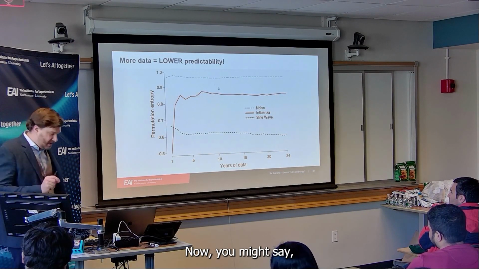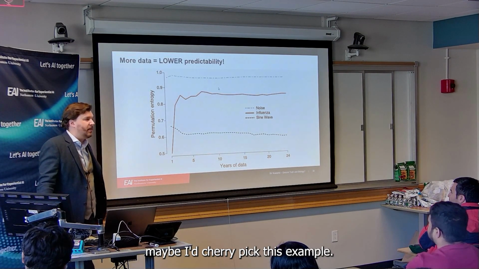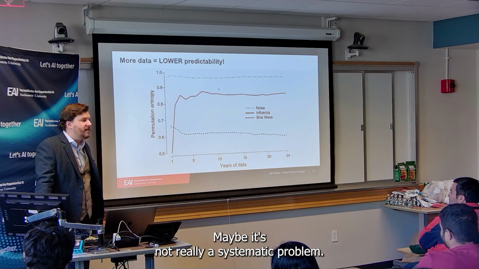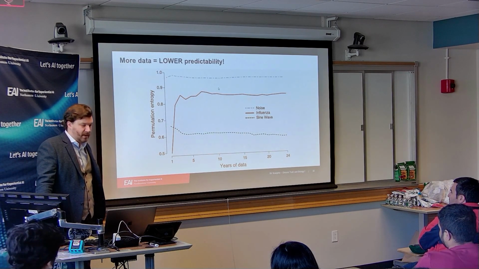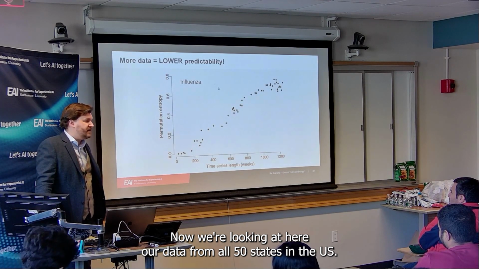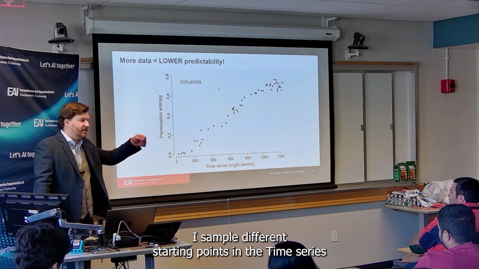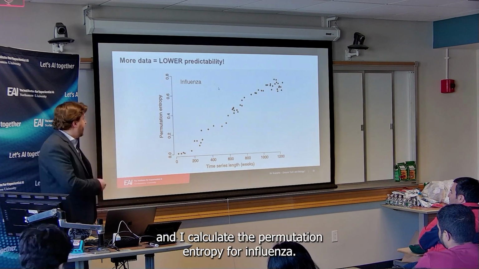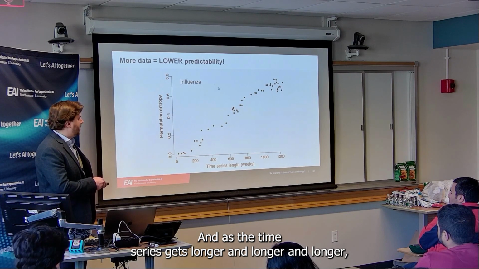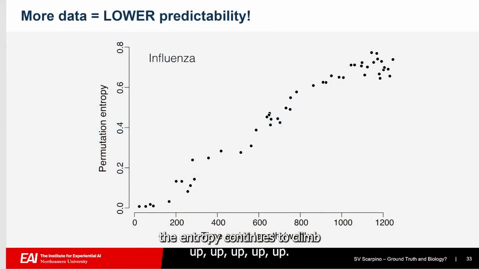Now, you might say, maybe I cherry-picked this example. Texas is a weird state if you've ever been there. Maybe it's not really a systematic problem. Now we're looking at here our data from all 50 states in the US. I sample different starting points in the time series, and I calculate the permutation entropy for influenza. And as the time series gets longer and longer, the entropy continues to climb up, up, up. The more data I see, the less information I seem to have in terms of prediction.